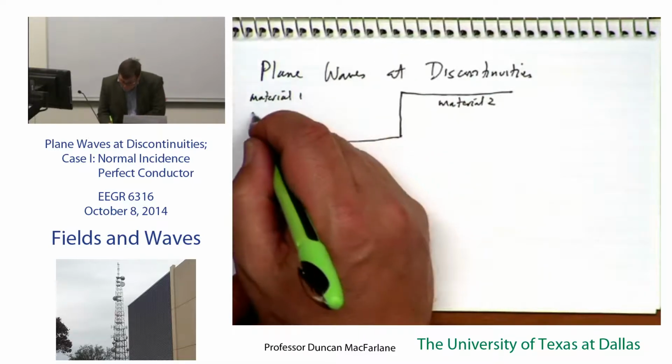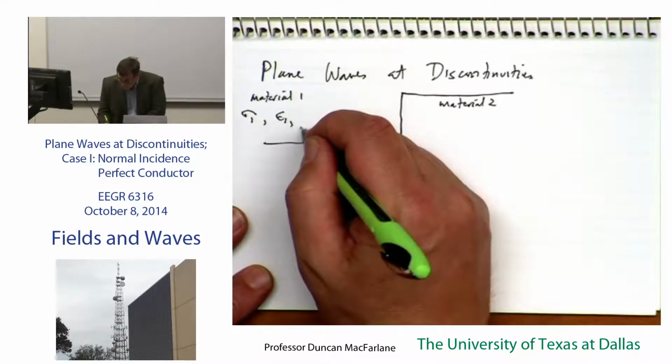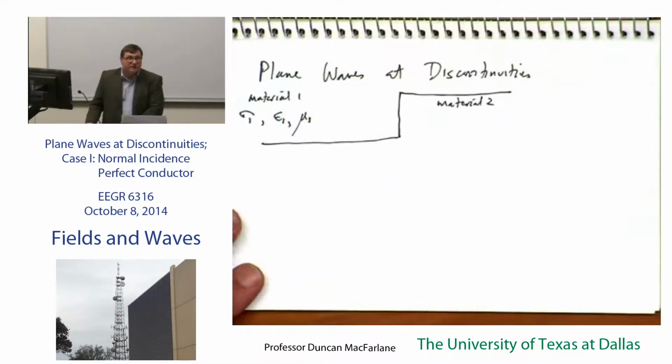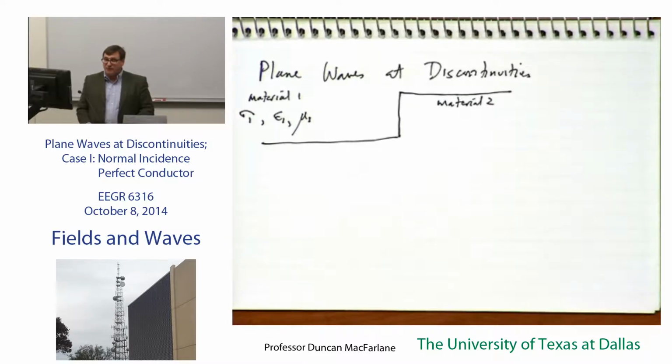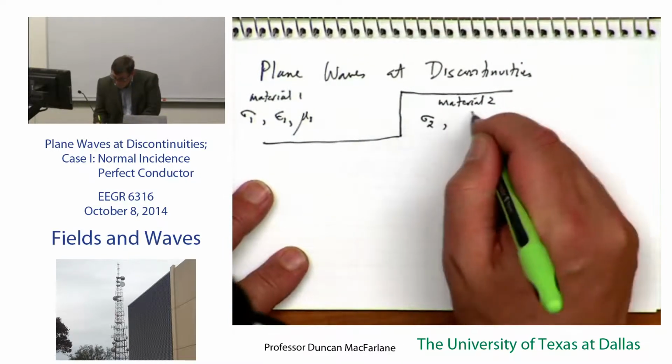Perfect. Sigma 1, which is the conductivity, epsilon 1, dielectric constant, and mu 1, the permeability, the magnetic part of it. And then in material 2, the same set of numbers, different values.